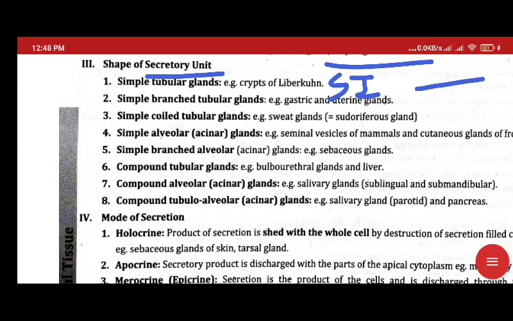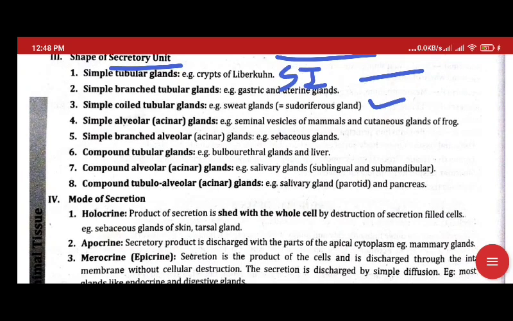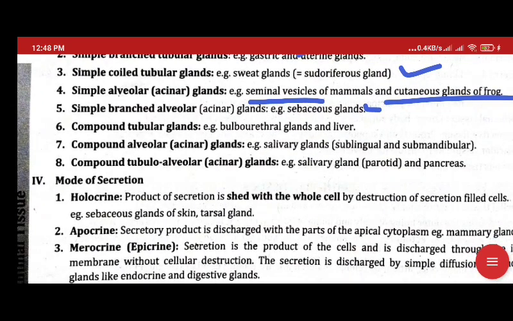In the uterine gland we also have coiled tubular, as in sweat glands. The secretion is from a tube, and that tube is coiled. Alveolar is from seminal vesicles forming sperm and the cutaneous gland of frog. Simple branched alveolar is the sebaceous gland, meaning oil gland. Compound tubular: if tubular with many compounds, as in the liver and bulbourethral gland in the female reproductive system.